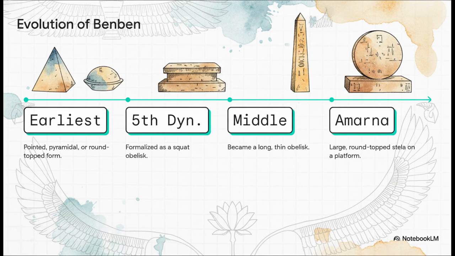Interestingly enough, during the Amarna period, which was a time of massive religious upheaval under the pharaoh Akhenaten, the architecture shifted once again. Depictions found in tombs from that era, like the tomb of Panahesi, show the Benben as a large round-top stela resting upon a raised platform. So while the architectural trends shifted through the eras, the core sacred meaning of that original mount totally endured.